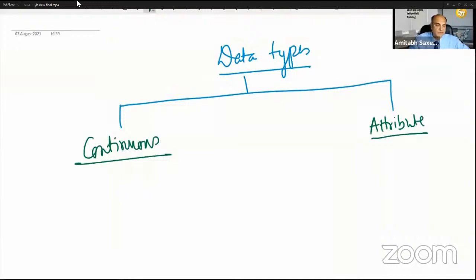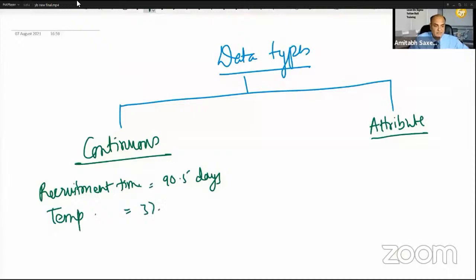Attributes. Okay, some people said recruitment cycle time. Recruitment time, 90.5 days. Temperature, some people said temperature. Yes, 37.2 degrees Celsius. So you can see all of them have a unit and there is a possibility of a decimal point.